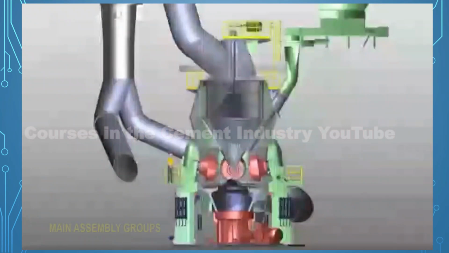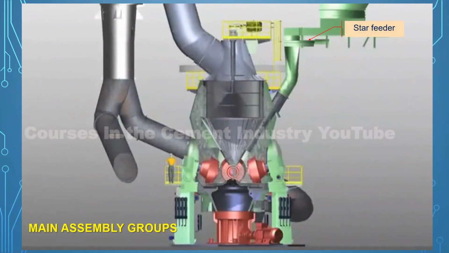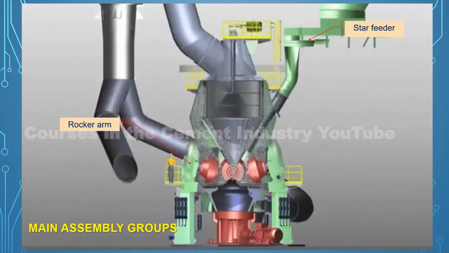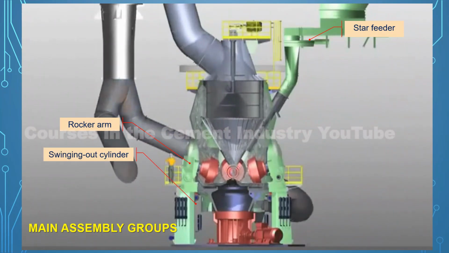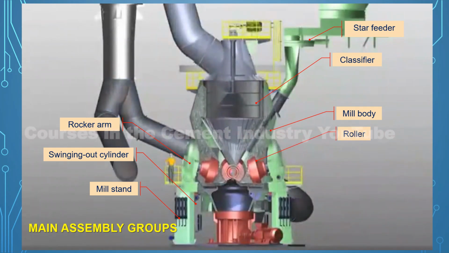1. Main assembly groups. This raw material mill contains: 1. Star feeder. 2. Rocker arm. 3. Swinging out cylinder. 4. Mill stand. 5. Classifier. 6. Mill body. 7. Roller. 8. Table. 9. Mill drive.